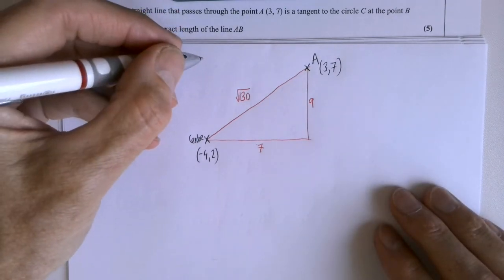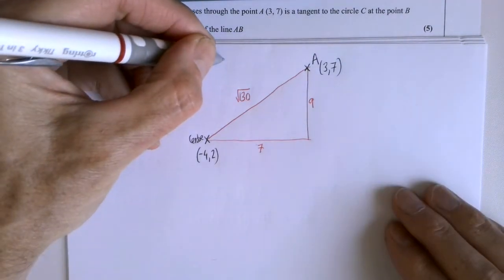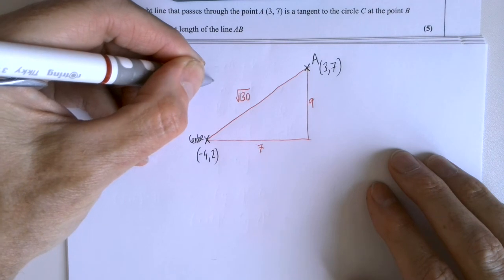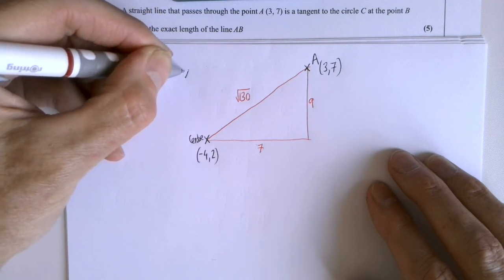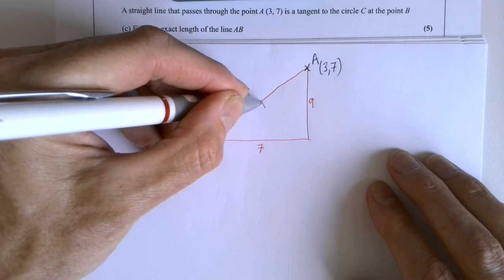So I don't really know where B is. It could be down here, it could be up here. So I'm just going to have a punt. I'm going to say it's up here somewhere. So it's got to be something like that, isn't it? So this is point B, which is on the circle.